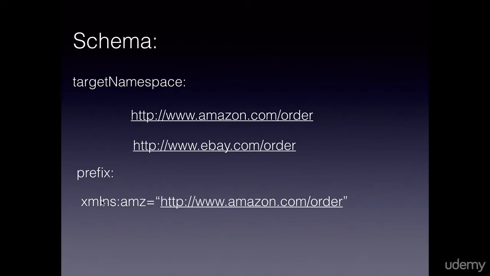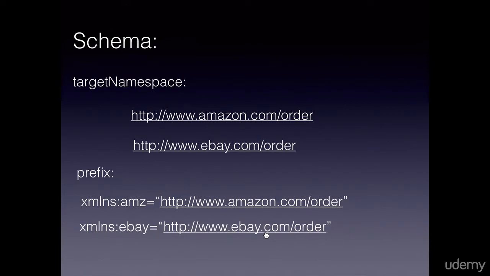This attribute is from the XML specification. Colon, whatever prefix we want to use. This prefix from this point in time will refer to this URL. And then we can qualify all the elements using this AMZ instead of this entire URL. Similarly, if we are defining a prefix for eBay, here is XMLNS colon, eBay is the prefix. This could be XYZ or anything. And then the actual namespace.